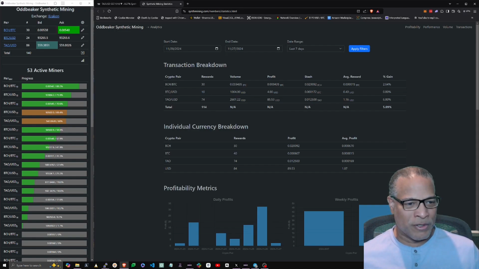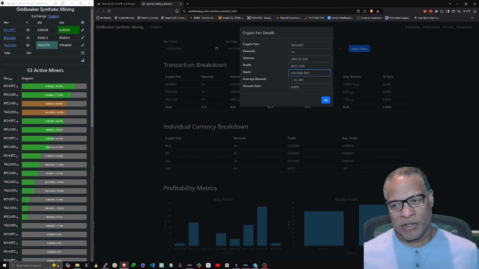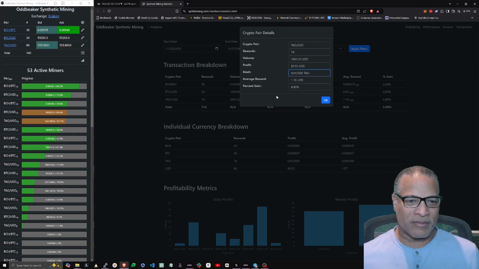So if we look here at Tau USD, let me pop this up here. In the last 7 days I had 74 rewards. I made $85 profit, and I stashed a tiny bit of Tau. My intent wasn't to stash, but because of the way the algorithm works, it's going to stash a tiny bit anyway, even if you specify 0 stash. That's just to make sure that it covers the fees, the transaction fees, round trip. My average reward is $1.16. The trading volume in the last week is $2,600. So there's all this information. The percent gain, 6.8% gain in a week.